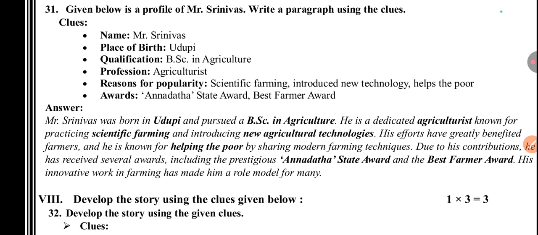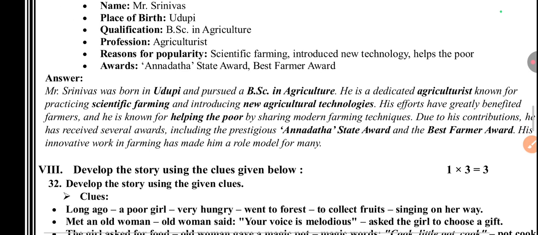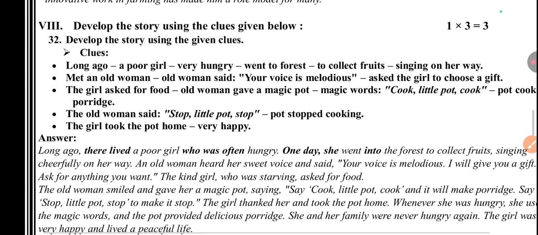Mr. Srinivas was born in Udupi and pursued a BSc in agriculture. He is a dedicated agriculturist known for practicing scientific farming and introducing new agricultural technologies. His efforts have greatly benefited farmers and he is known for helping the poor by sharing modern farming techniques. Due to his contributions, he has received several awards, including the prestigious Annadata State Award and Best Farmer Award. His innovative work in farming has made him a role model for many agriculturists.